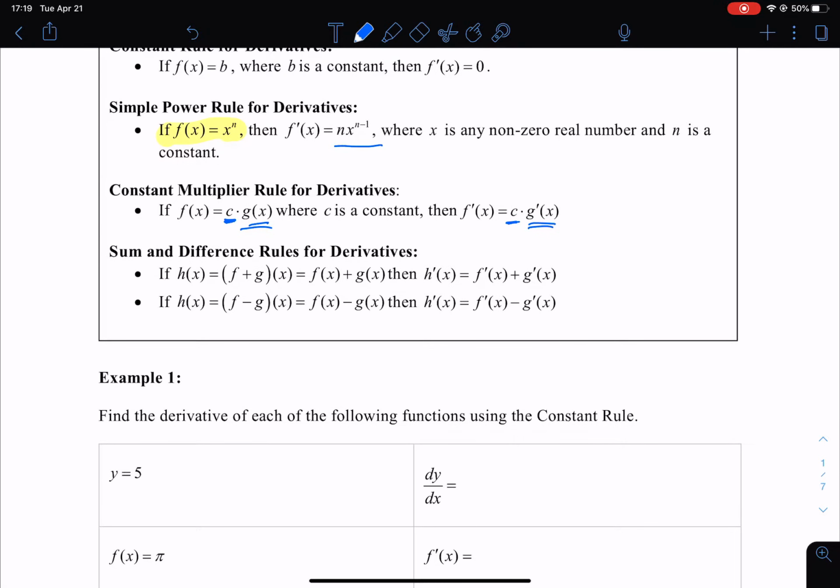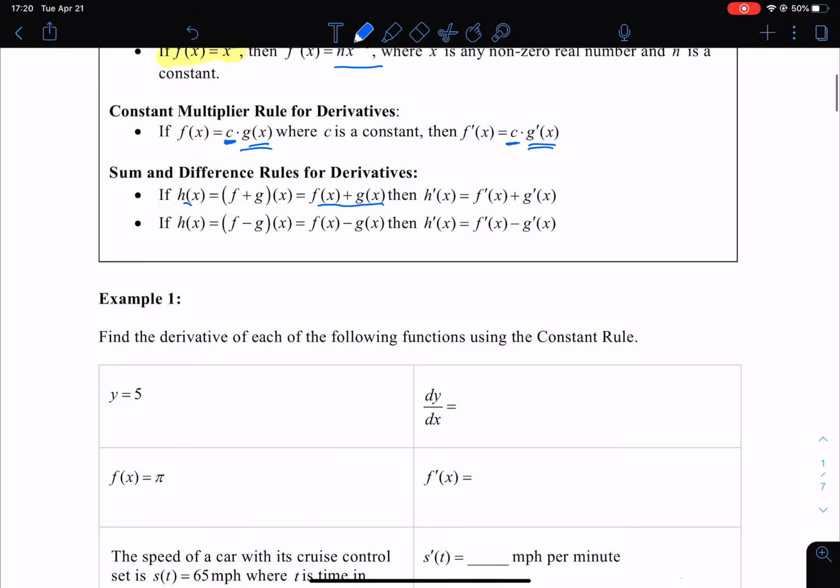And then for the summation and the subtraction, f of x plus g of x, then the derivative is just f prime of x plus g prime of x. And similarly for the subtraction.